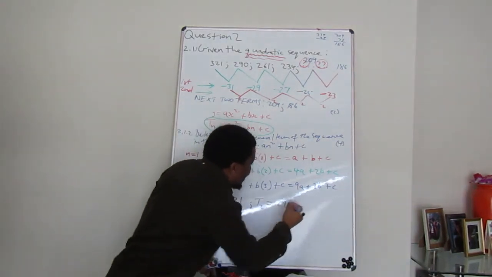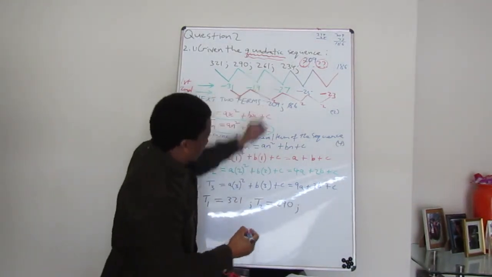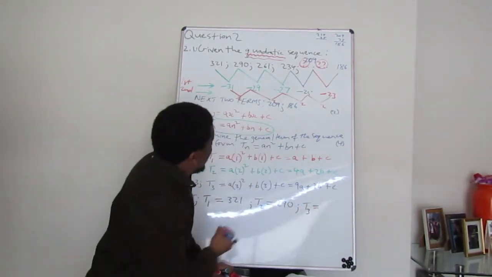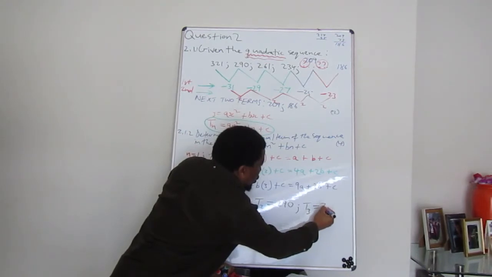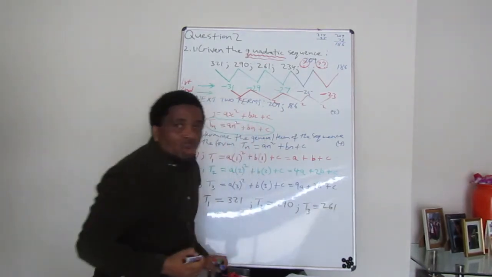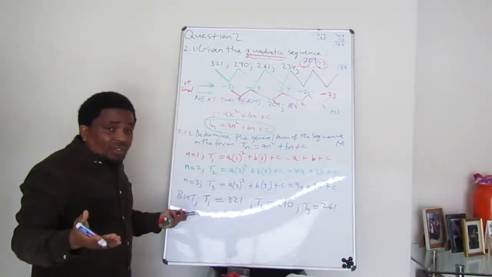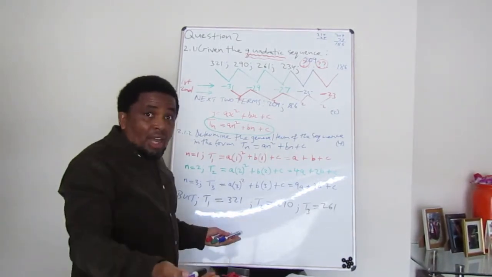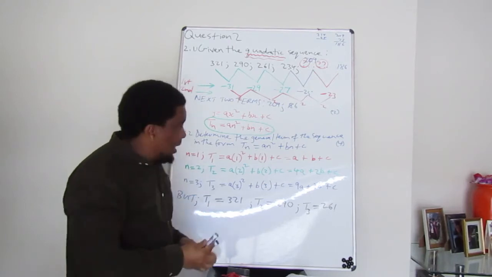But can you see now, term 3 was given to be equal to what now? 261. I love that. That is beautiful. Now, can we make a conclusion here now?